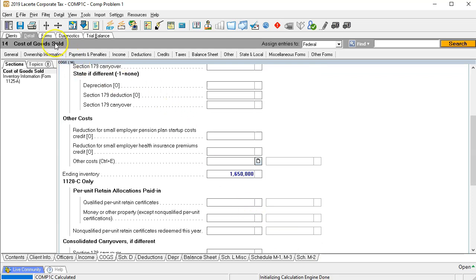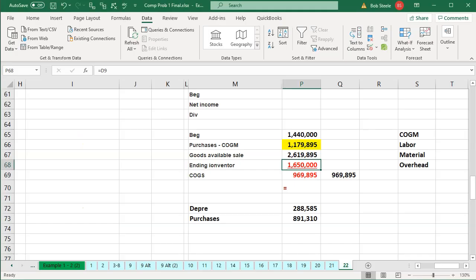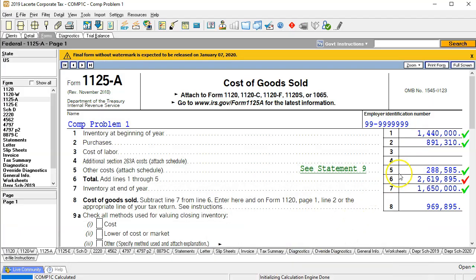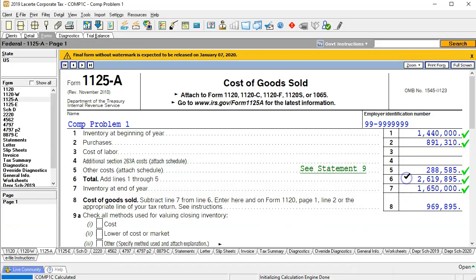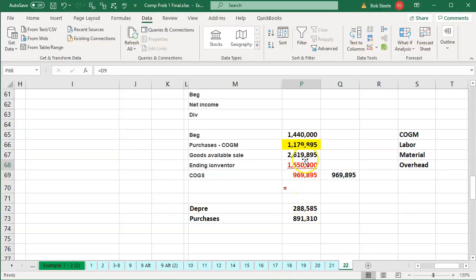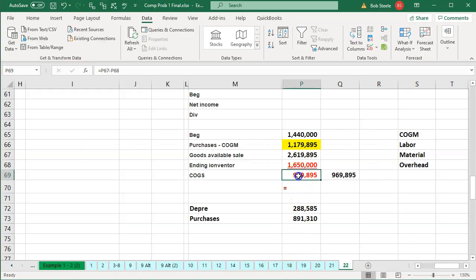Let's see if the calculation does what we would expect. Beginning inventory stays the same. Purchases now at the 891310. So that makes sense. That ties out to this number. And then we have the depreciation, which did not change. That ties out to this number. Then we have the 2619895. That's going to be the 2619895 available. Ending inventory should not have changed. Bottom line number 969895. So that's going to give us the 969895.